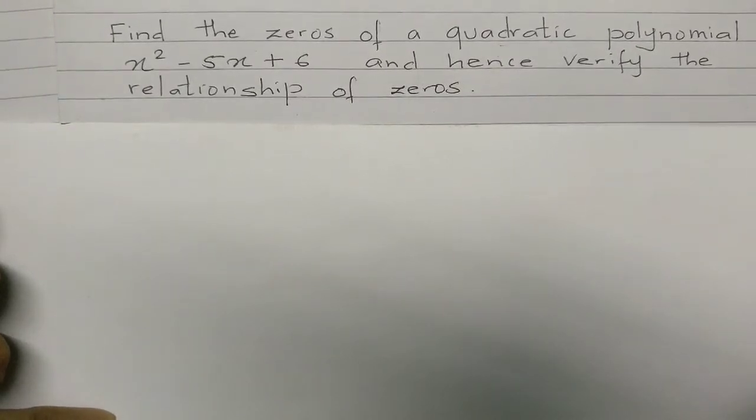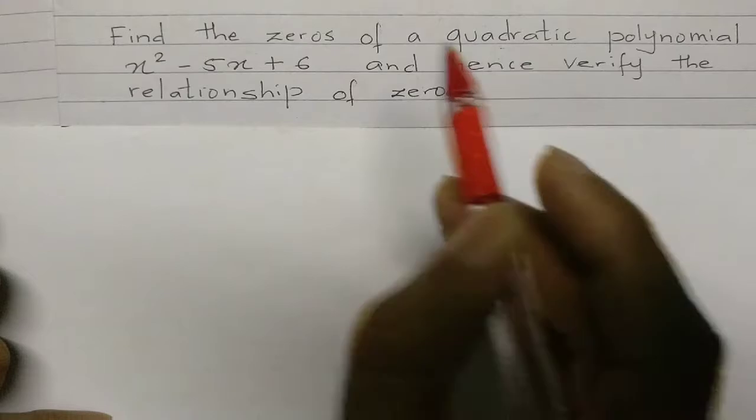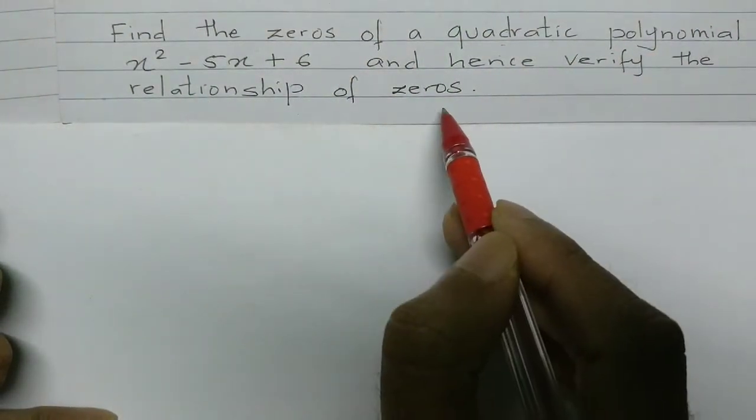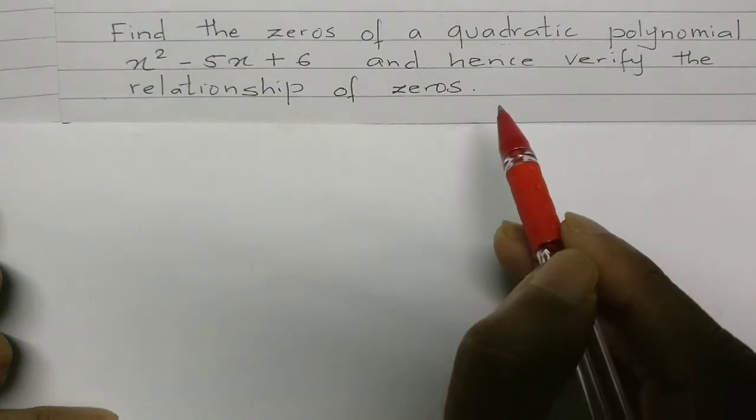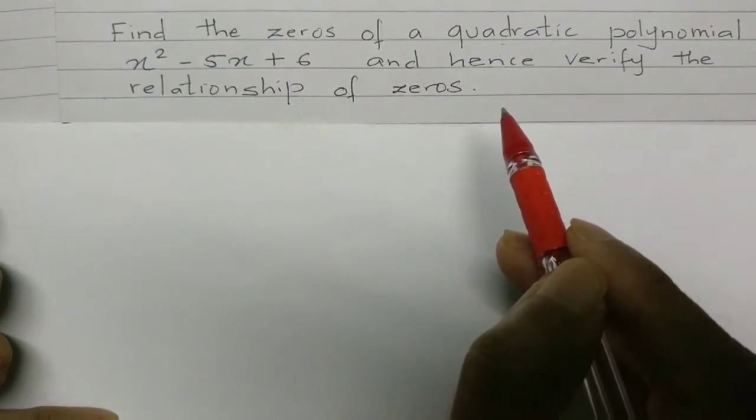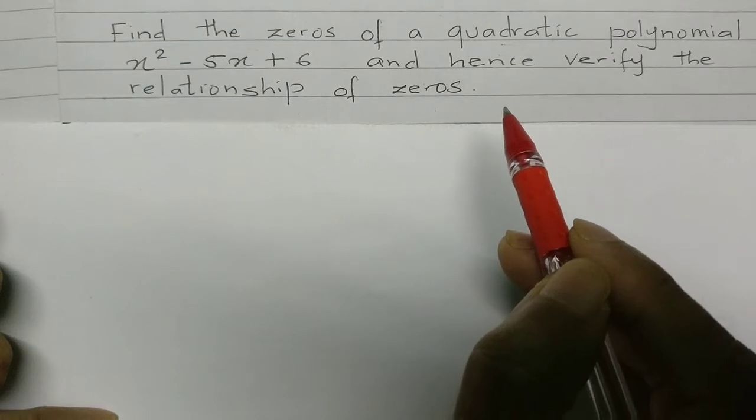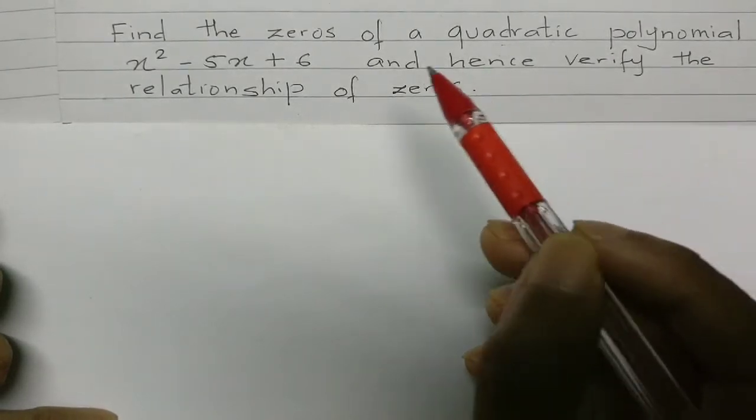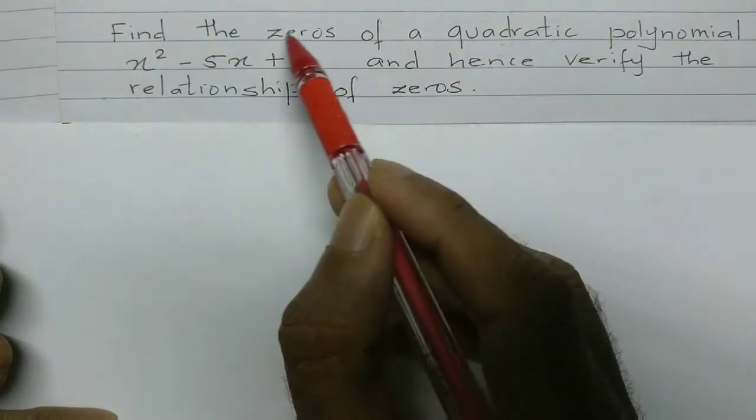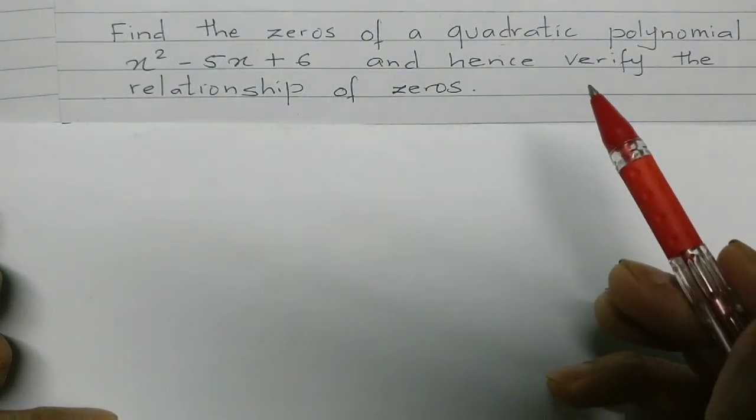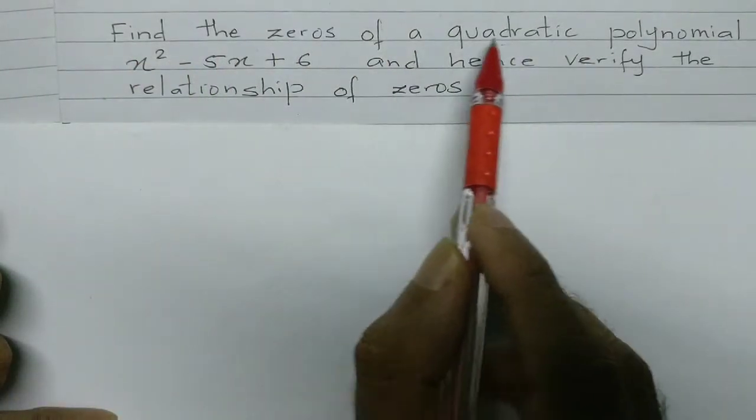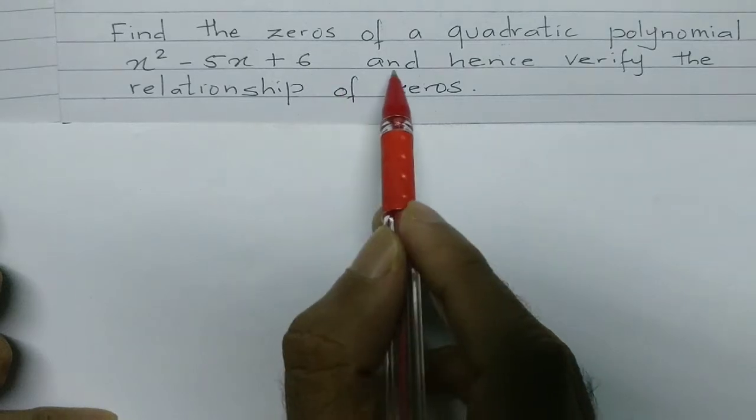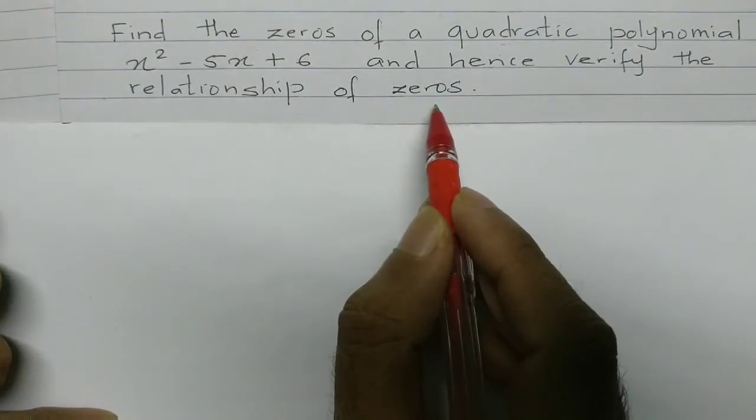Today we are going to discuss how to find the zeros of a quadratic polynomial and verify the relationship of the zeros. In part 1 video, we have already seen how to find the sum of zeros and understood how to find the product of zeros. So in this problem, let us check how we are going to find these zeros and verify the relationship. The question is: find the zeros of the quadratic polynomial x square minus 5x plus 6 and hence verify the relationship of zeros.